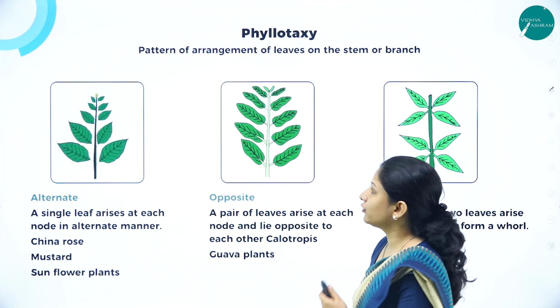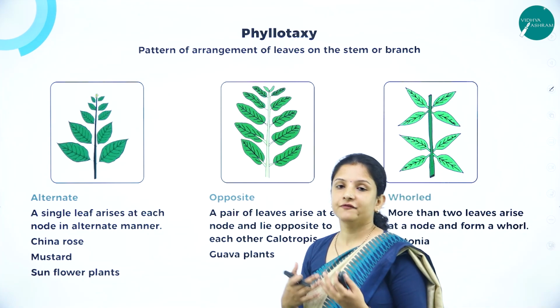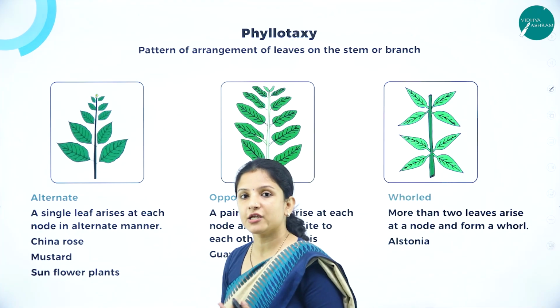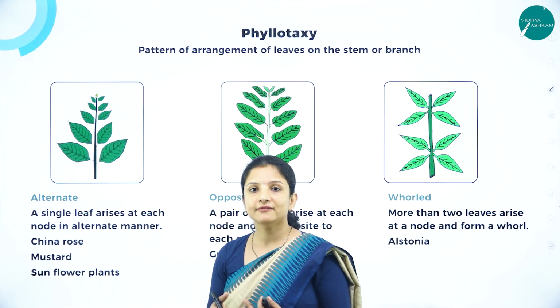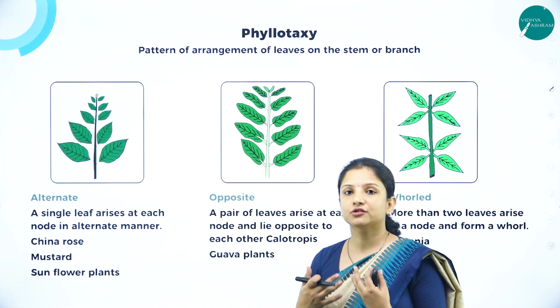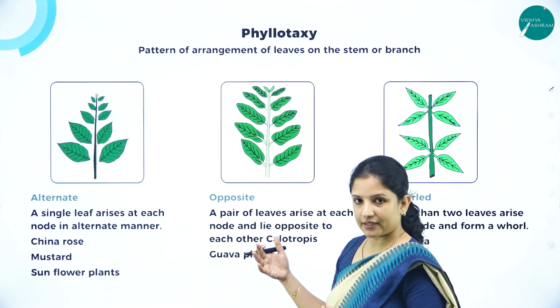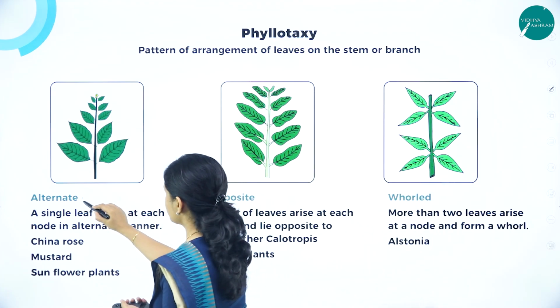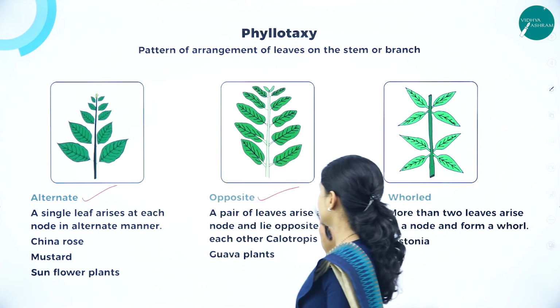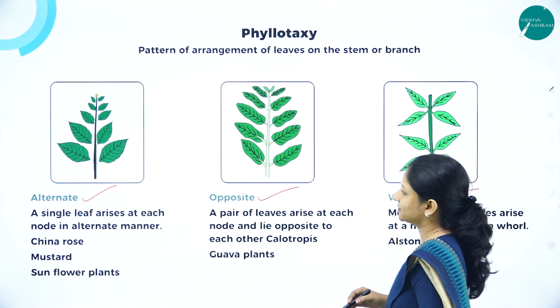Next, talking about phyllotaxy. What is phyllotaxy? Phyllotaxy is nothing but the arrangement of leaves. How the leaves are arranged on a plant, based on that, the leaves are of different types. That is alternate phyllotaxy, opposite phyllotaxy or whorled phyllotaxy.